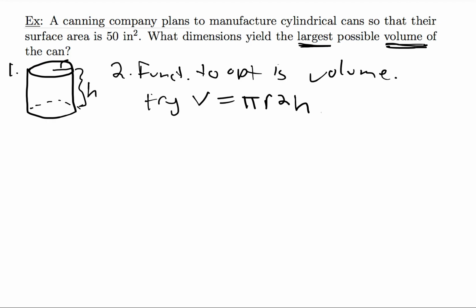Okay? Now, step 3 for us was going to be to rewrite this as a function in one variable. Okay, how do I do that? Well, there's this restriction that we have that my surface area is supposed to be 50 square inches. Now, what goes into the surface area?